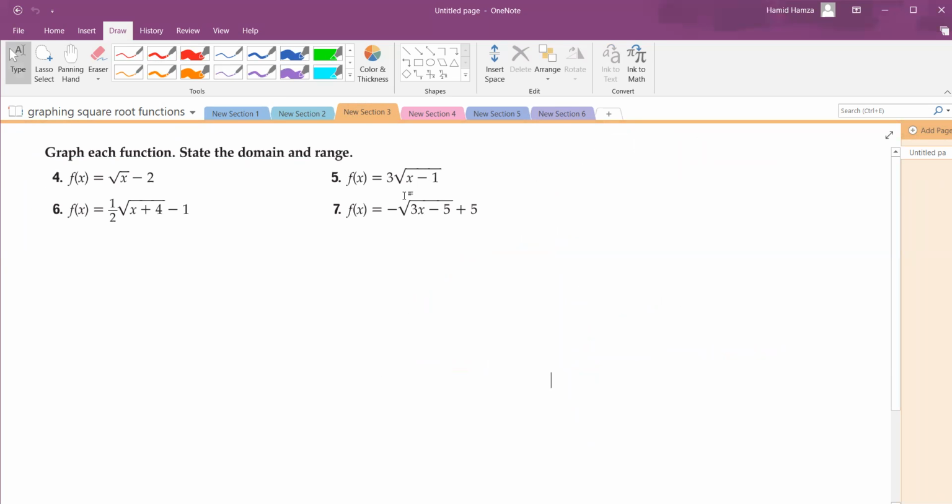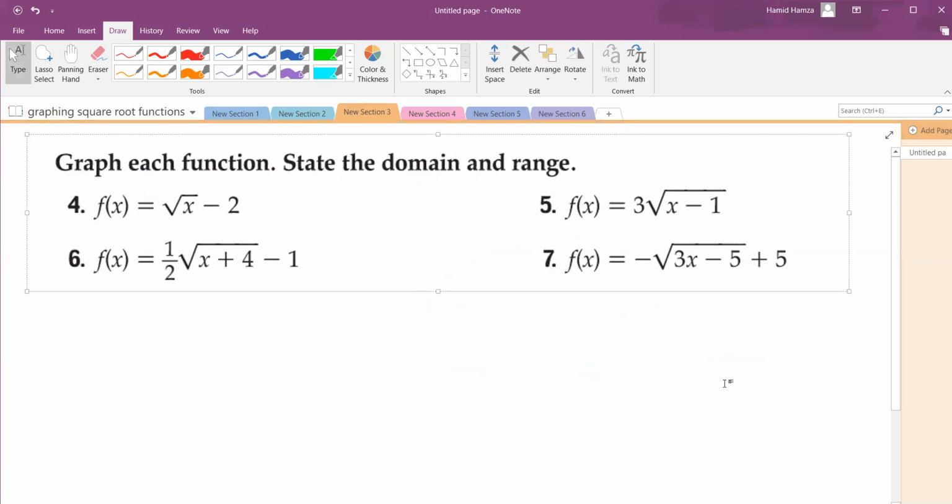So we wanted to graph this function, f of x. Okay, guys, the first one. So what is the translation that happened here, guys? Ziad, can you describe the translation here?